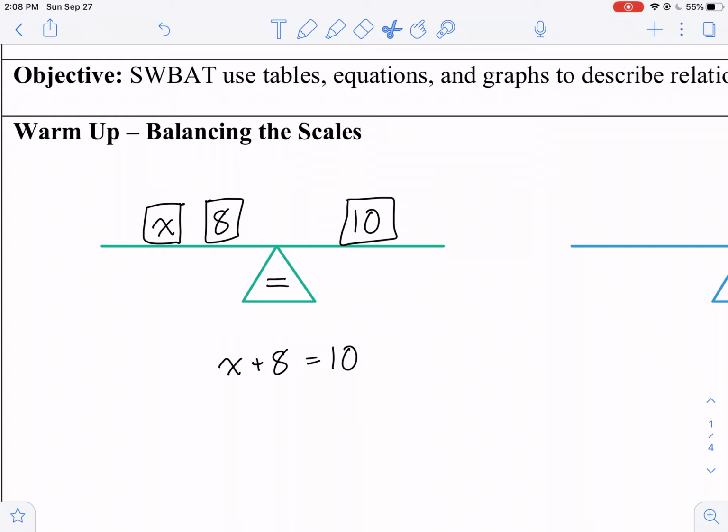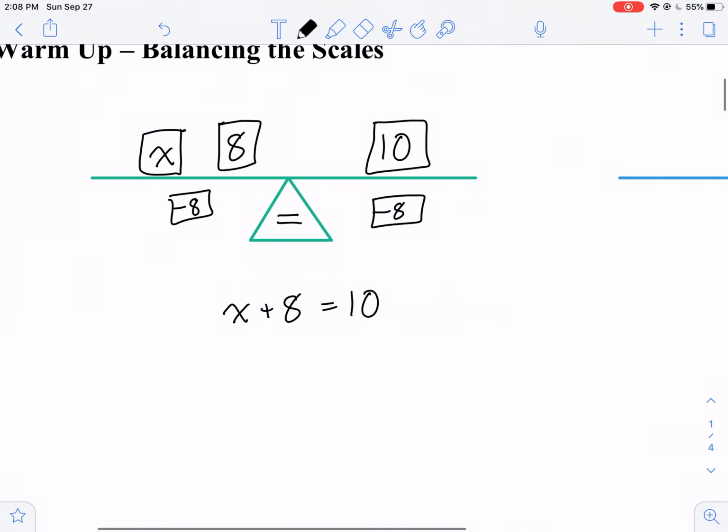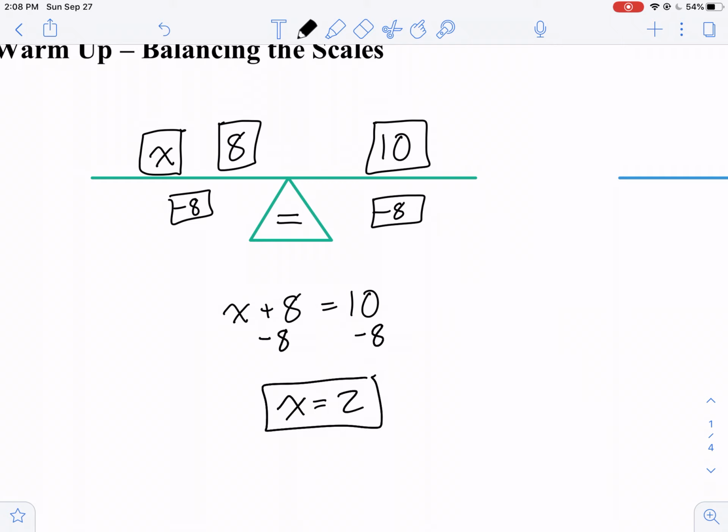So we want to figure out, okay, well, how can we balance it? So let's take away 8 from each side. If we take away an 8 box from each side, we're left with just 2 on one side, or sorry, 2 on this side and 2 on this side. So we know that x equals 2. And what that looks like is we minus 8 from both sides. That gives us x equals 2. So we know that our x box weighs 2, essentially.